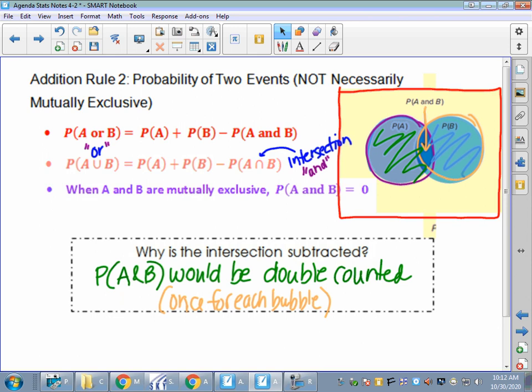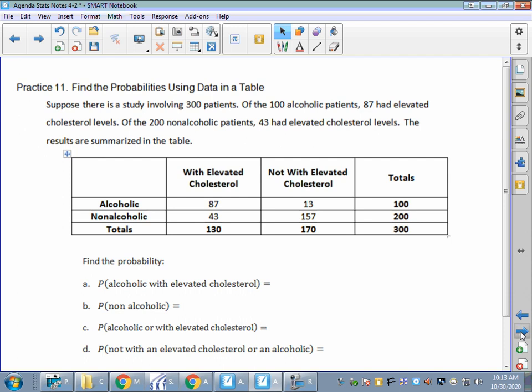Both things could happen, or it might not. All right, so if I'm going to give you data in a table, there's a study involving 300 patients. This is a very uplifting example. Of the 100 alcoholic patients, 87 of them had high cholesterol. Of the 200 non-alcoholic patients, 43 had elevated cholesterol.